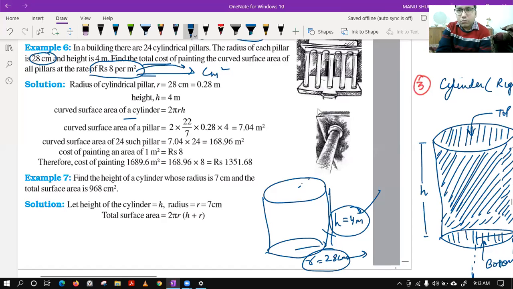Okay, so if you convert meter into centimeter, you have to convert the cost also in centimeter square. But if you convert centimeter into meter, then there is no issue. So better you convert the radius into meters, it becomes 28 upon 100 meters. So you can say r is given to you as 28 centimeter, it becomes 28 upon 100 meters. And now you can easily find the answer.